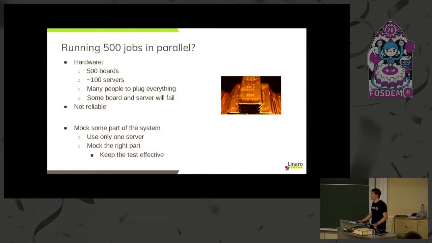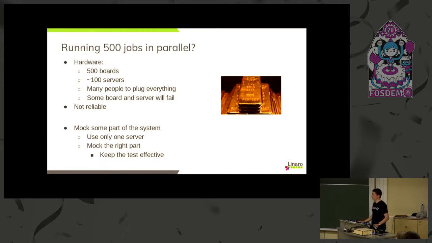A question that was asked to me some time ago is: is Lava able to run 500 jobs in parallel? So the easiest way is you buy 500 pods, you buy something like 100 servers, you ask many friends to come and help you plug everything, and it will fail, obviously, because when you have 500 boards, some will fail, so you have to replace them. It will be a nightmare, honestly. So it won't be reliable if you have to do that every day.